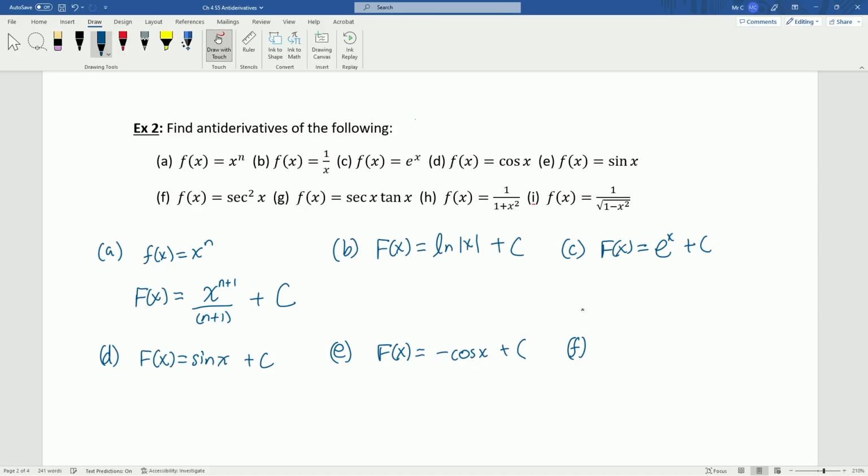All right, for part f here, what function has the derivative secant squared of x? Oh, that's just tangent of x. Okay, what function has the derivative secant of x times tangent of x? Well, that's just secant of x. Plus c.